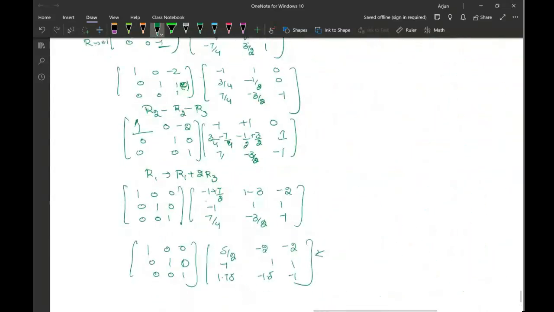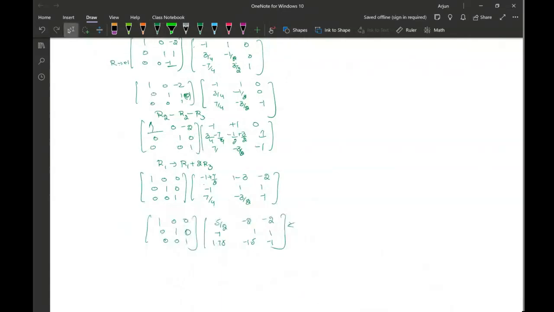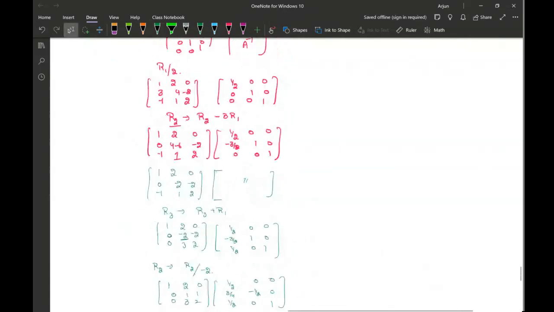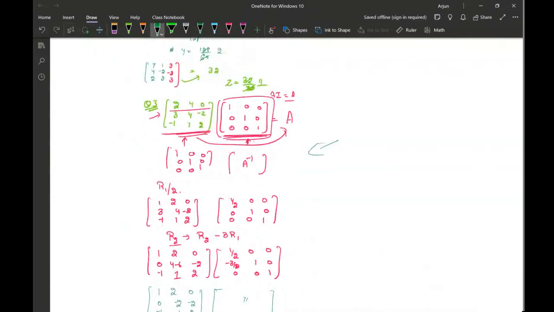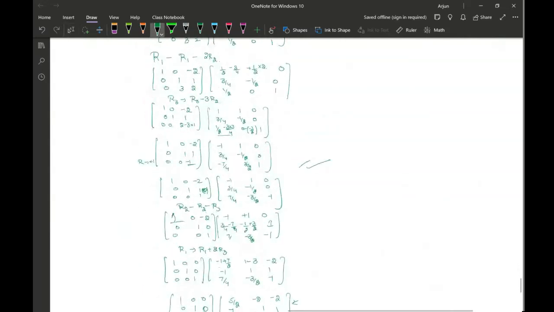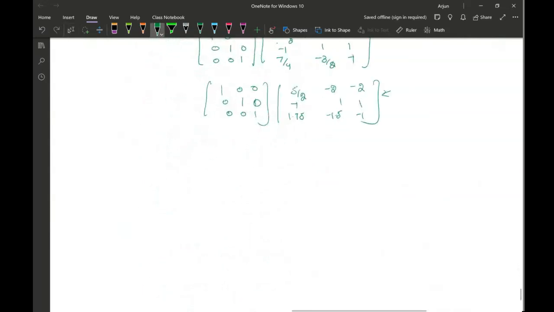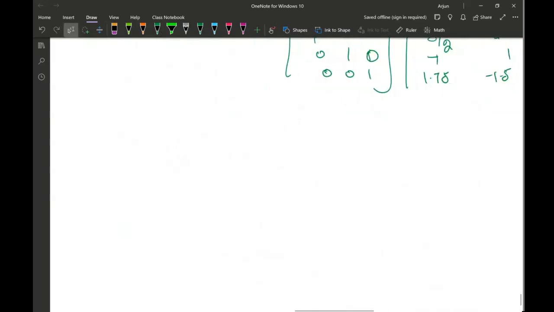This was a lengthy question, but I kept the marks less for this one. I kept the marks higher for the previous one so that you can maximize your marks. This I kept for only 5 marks. So let's look into the next one. And the next one is question 4.